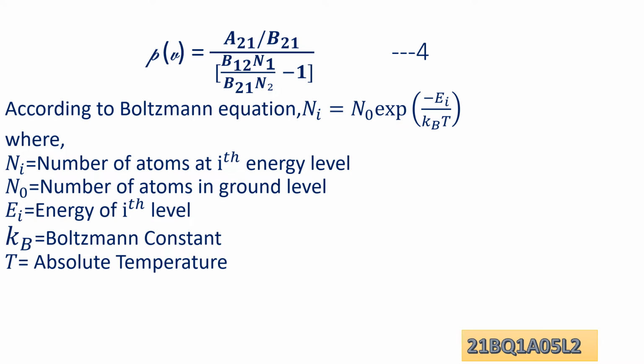As we have studied in the earlier classes about the Boltzmann equation, according to the Boltzmann equation, Ni equals N0 exponential of minus Ei by kBT, where Ni is the number of atoms at the ith energy level, N0 is the number of atoms in the ground level, Ei is the energy of the ith level, kB is the Boltzmann constant, and T is the absolute temperature.